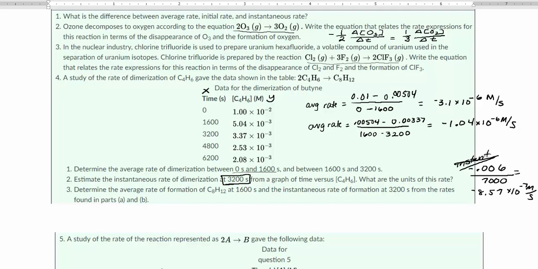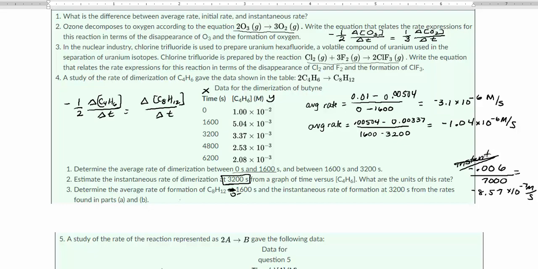Now we are asked to determine the average rate of formation, and it should be between 0 and 1600, and the instantaneous rate of formation. So we're looking at the other part here. So we have our reactant, so our change in reactant, and we can relate that to the formation of our product. So now we just need to insert the rates.